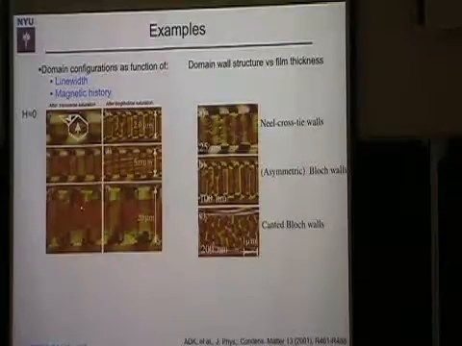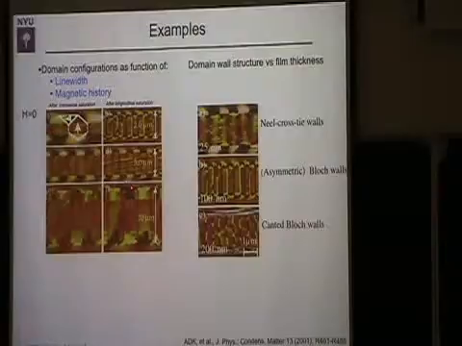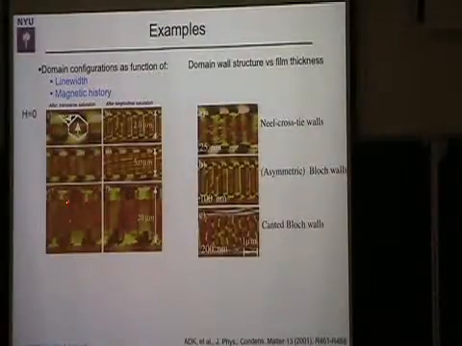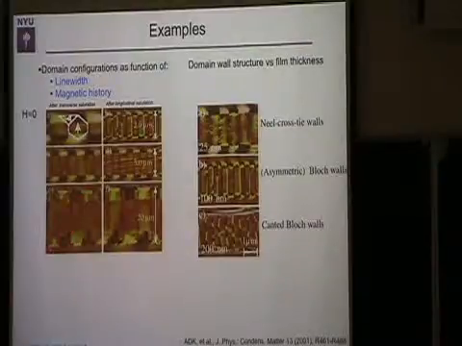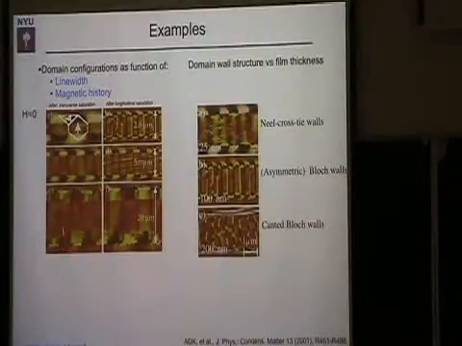As you go to larger thickness and larger width, you get refinement of the domain structure, with spikes of reverse domains penetrating the main phase. Much of this has been studied, I'd say, from the equilibrium point of view, trying to understand the refinement of domains at the boundary of a ferromagnet.